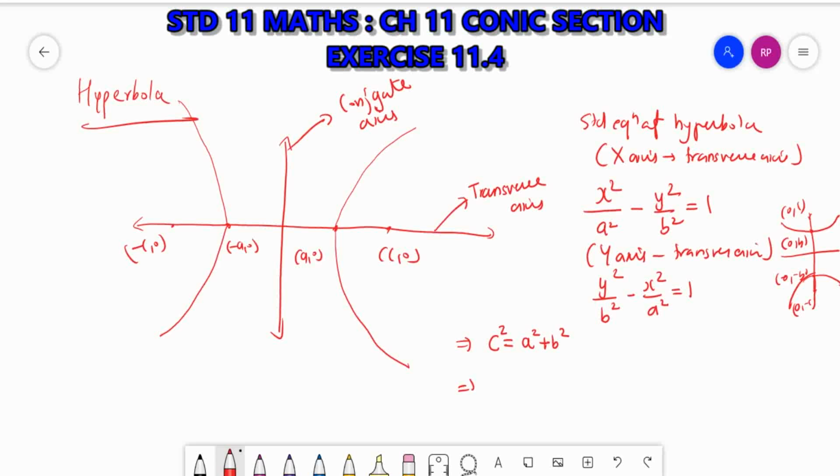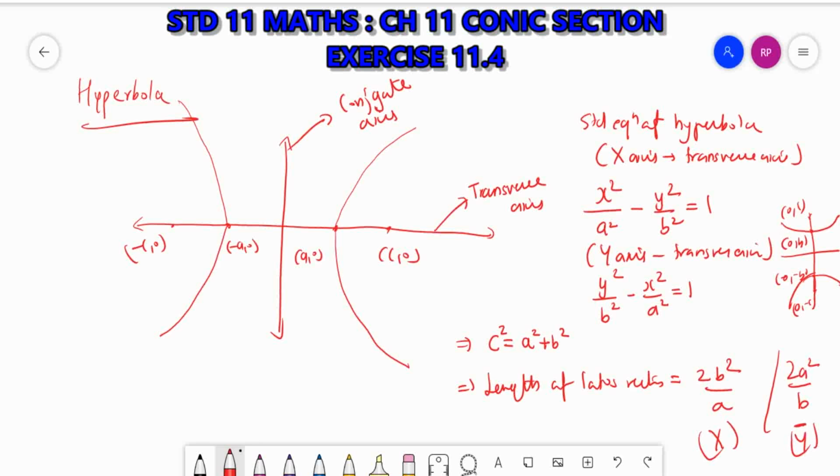Okay, the length of latus rectum will be equal to 2b square by a if the x-axis is the transverse axis. If y-axis is the transverse axis, then it will be 2a square by b. So I'm writing both the formulas. 2a square by b is when y-axis is the transverse axis, and 2b square by a is when x-axis is the transverse axis. All the other things you will solve similar to what we have solved in ellipse. Okay, so first just note down these points.